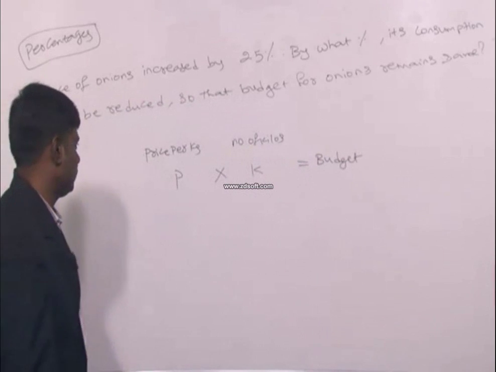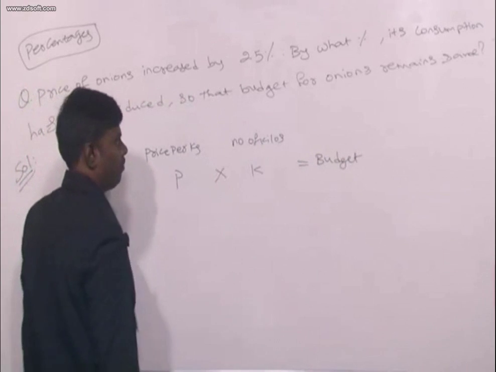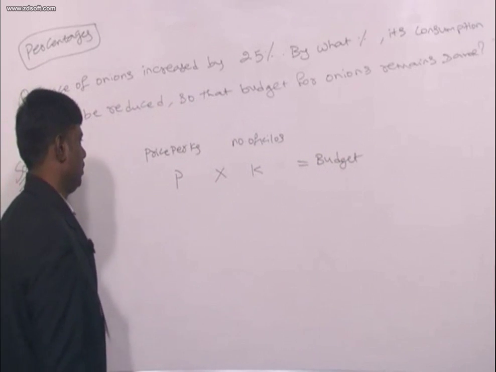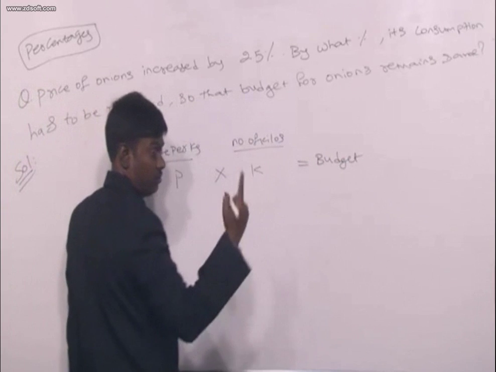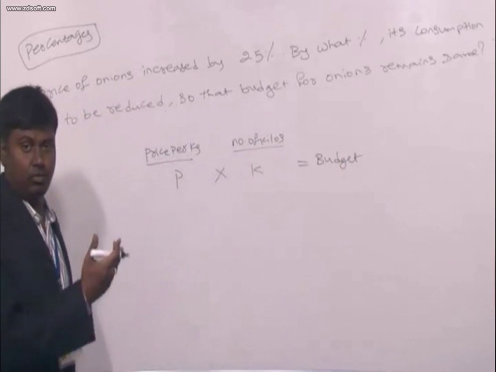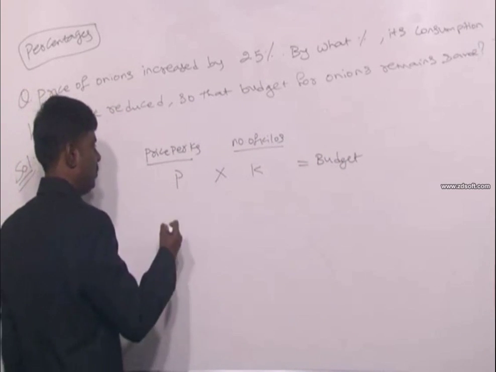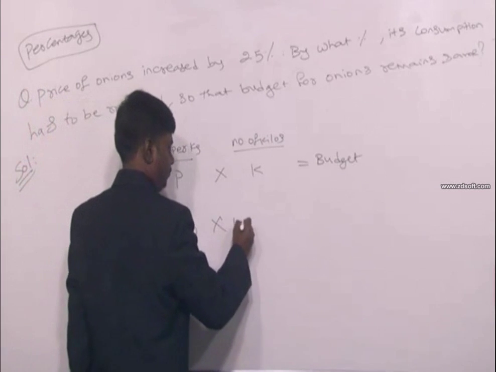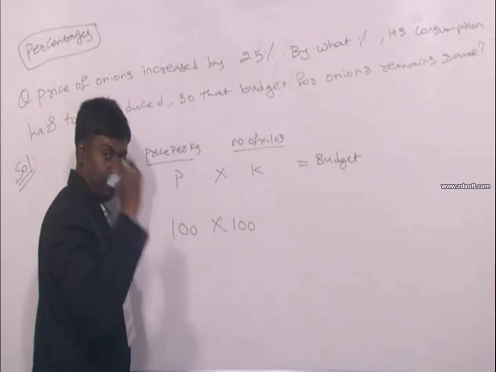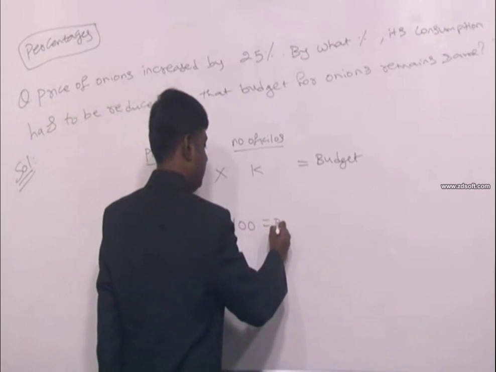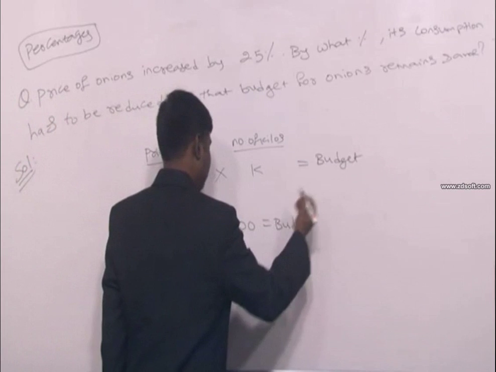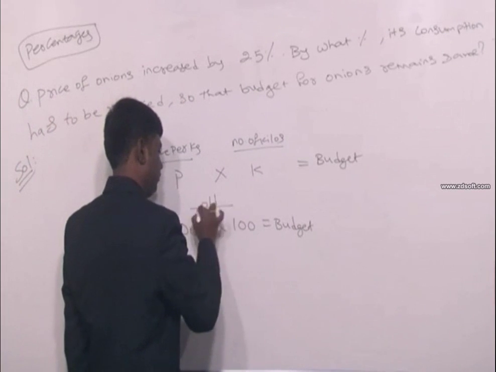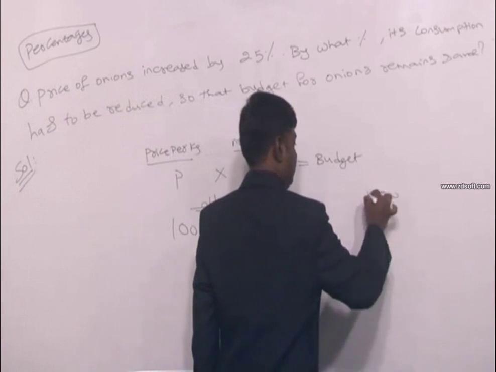Okay. Now, because it is in terms of percentage, it is very easy if you consider 100 whenever you are dealing with percentages. Right? 100 for reference. Any reference value, if you take it as 100, it is easy to calculate. If the price per kilo is 100, number of kilos is also 100. This is the budget. This is old values. What about new values?